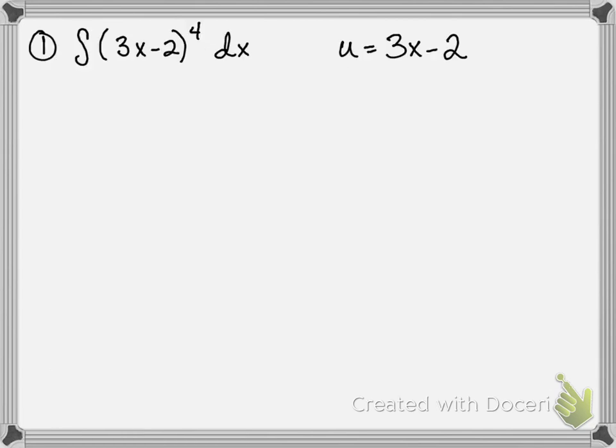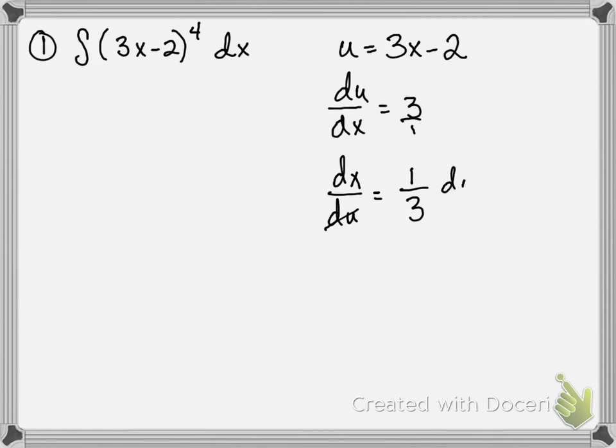So we set our u equal to 3x minus 2. du dx, the derivative of u, is just 3, so 3 over 1. When you flip this, dx over du equals 1 over 3, multiplied by du, so that just brings it up over here. So your integral turns into u to the 4th times 1 over 3 du.